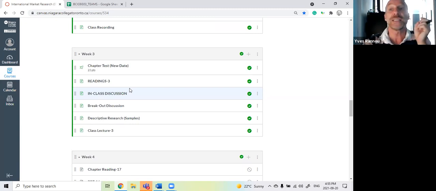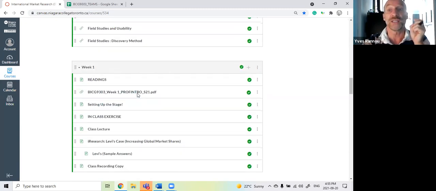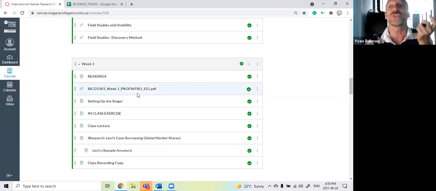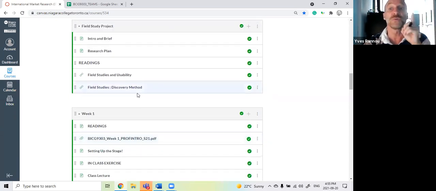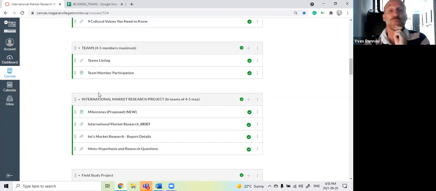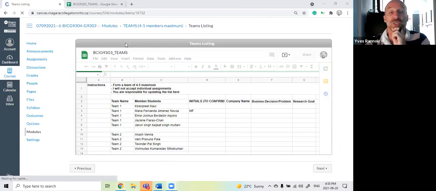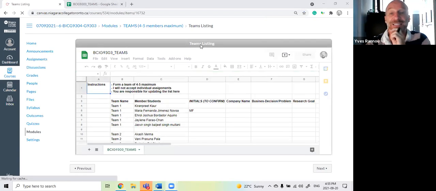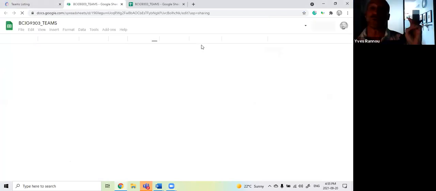The teams are very important. I need to get a better understanding of who is on which teams. I have moved a few people because I had teams of 3. I want teams of 4 to 5 people. So I ask that you put your initials beside each of your names so that I know that you're validated, that this is the team that you're on.